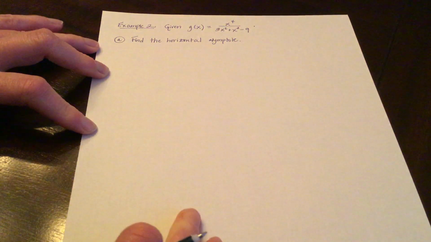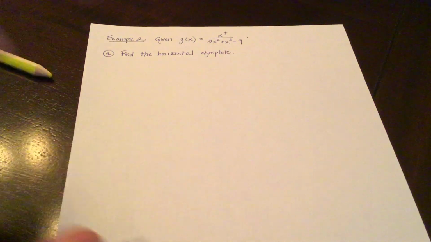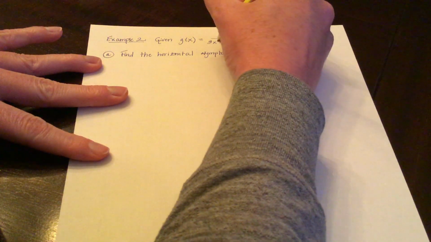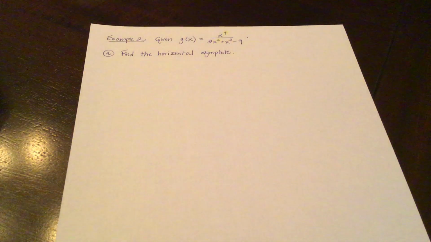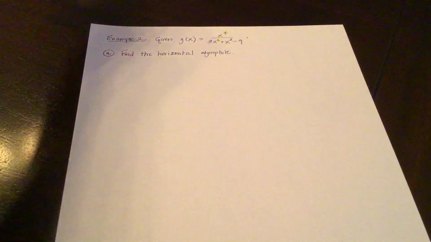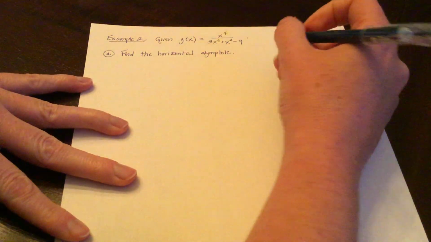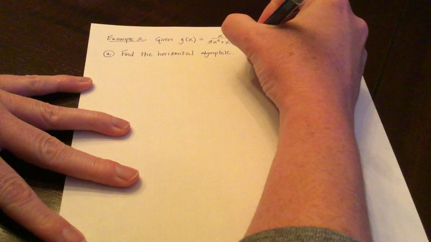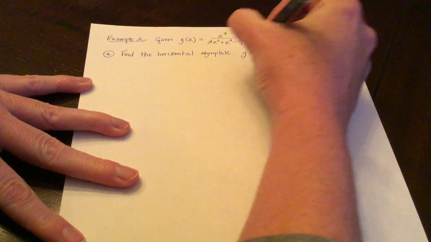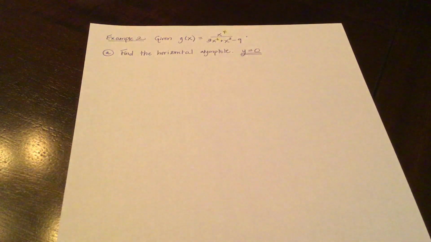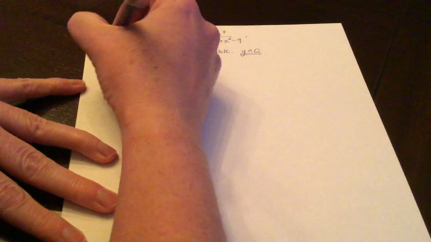Okay, review from Algebra 2. So degree of the top is 4, degree of the bottom is 6. So the degree of the numerator is less than the degree of the denominator. The rule that you would have learned in Algebra 2 is that you would have a horizontal asymptote at y equals 0. And if you remember that, then that's wonderful.